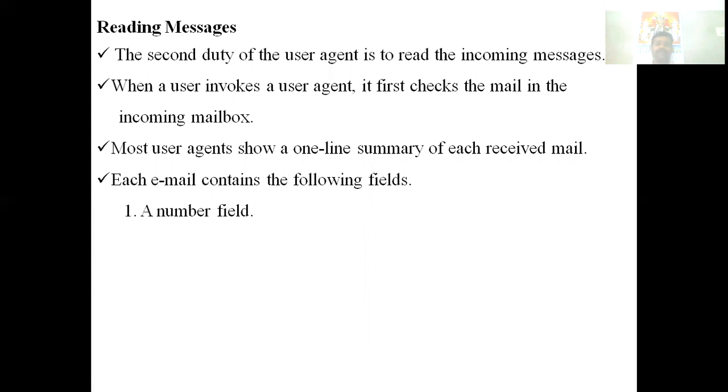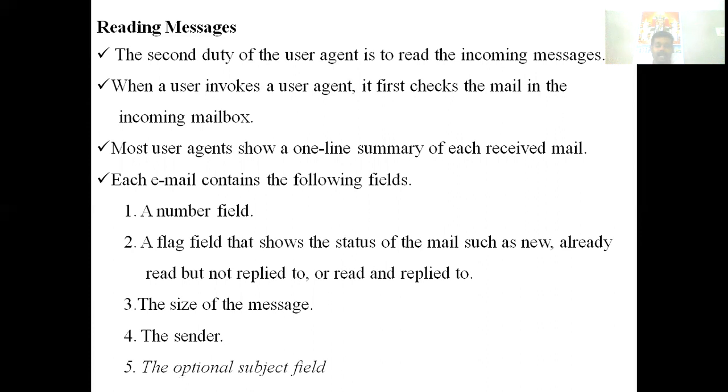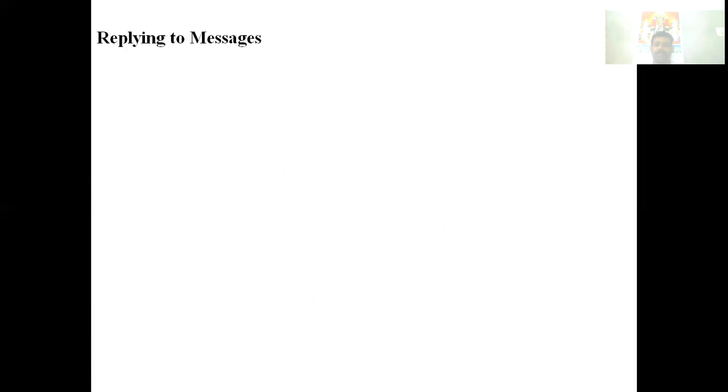Each mail will have the following fields. First, a number field, then a flag field that shows the status of the mail, such as new, already read but not replied to, or read and replied. Next is the size of the message, whether it is in GB, KB or MB. Next, who is the sender, and there will be some optional subfields.